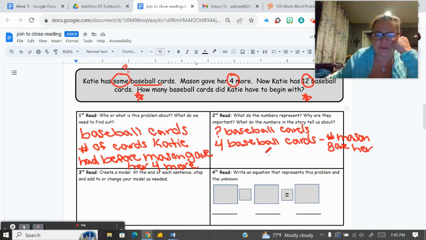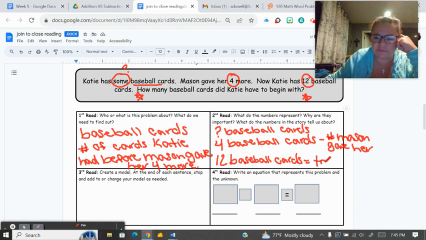Okay. Now Katie has 12 baseball cards. Now she has 12 baseball cards. So that's my total. After she had her start, she was given some more. Now this is my total number that she has. She's got a total number of 12 baseball cards.